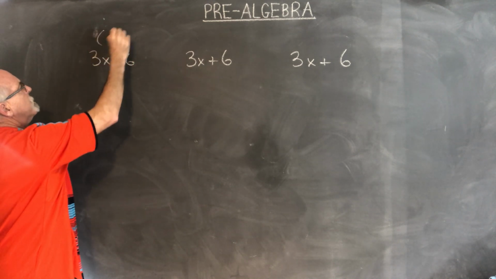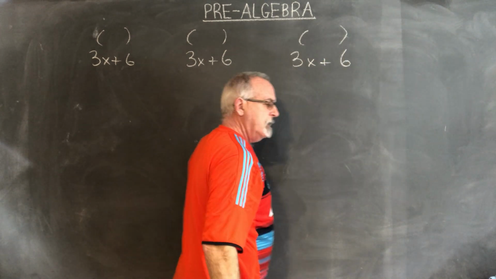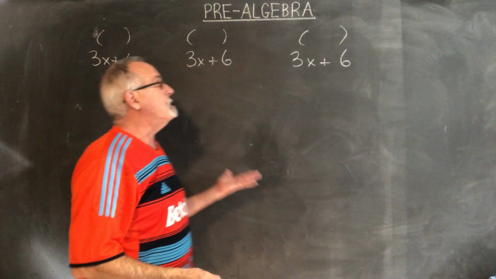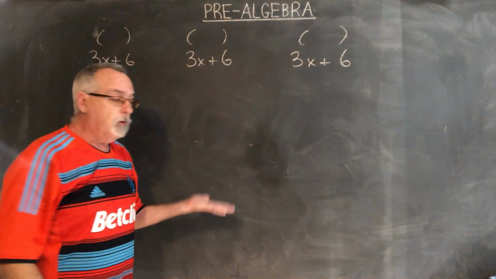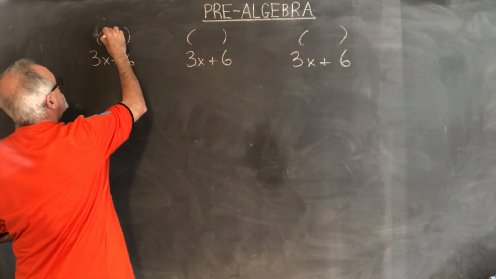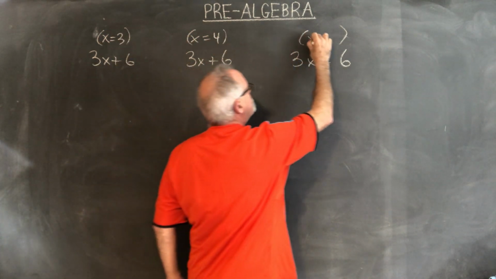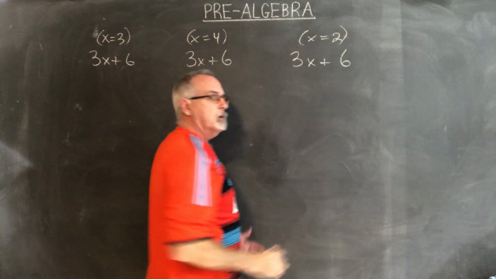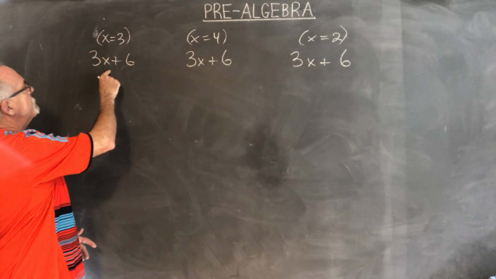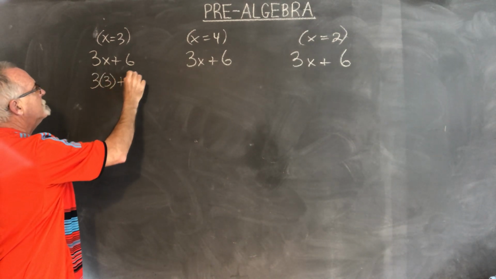Okay, so I'll put those in brackets again. I may as well just keep on using the same style. So the x's that I decided to evaluate this expression for are x equals 3, x equals 4, x equals 2. And here I go, my machine is warming up and I can start using it. Okay, so if x is equal to 3, 3x plus 6 becomes 3 times 3 plus 6.